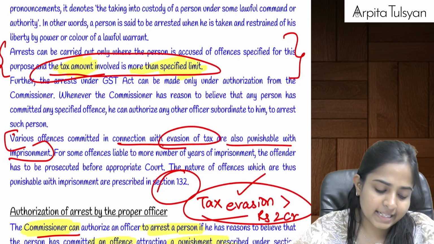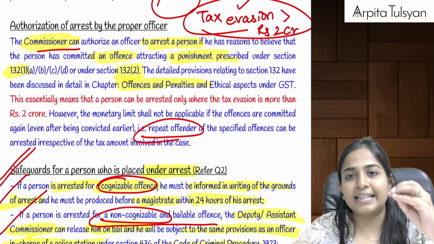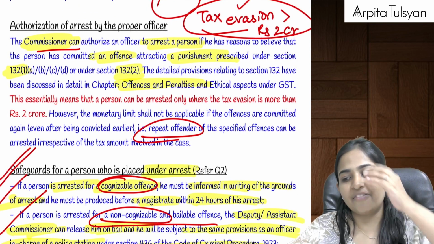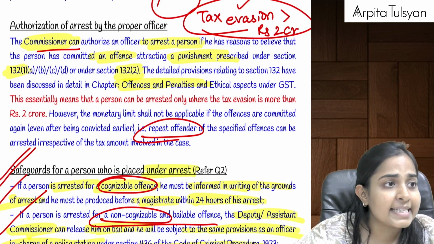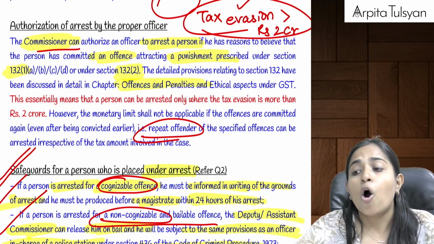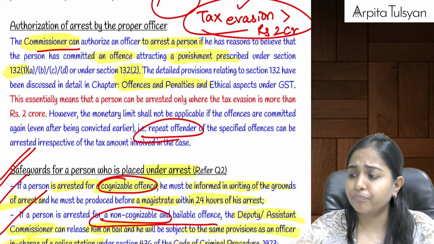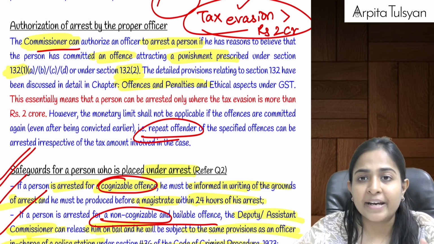Now, arrest under GST can be done if there is a tax evasion of more than rupees 2 crore. Maybe he has evaded tax of more than 2 crore, or he has taken ITC of more than that amount, or he has erroneously taken a refund of more than that amount. In that case, that person can be arrested.